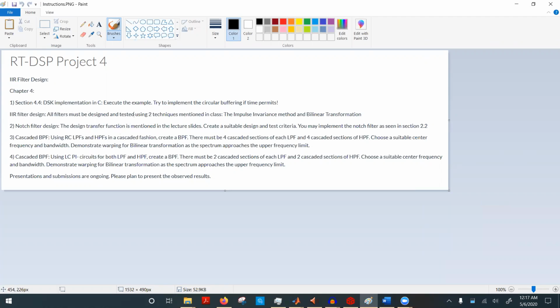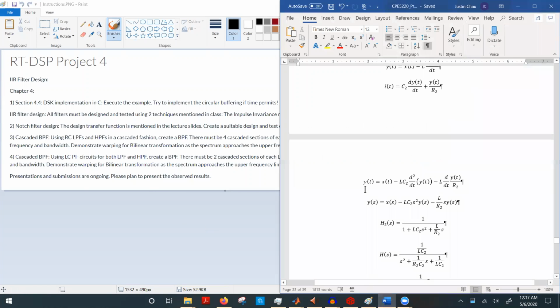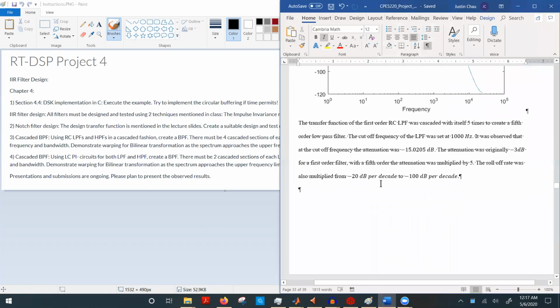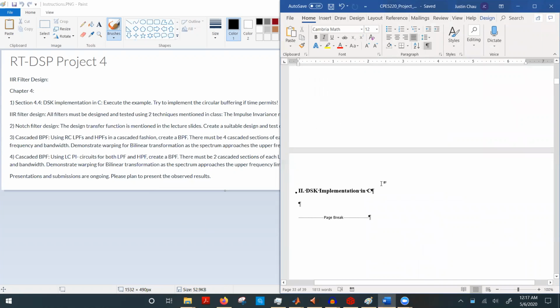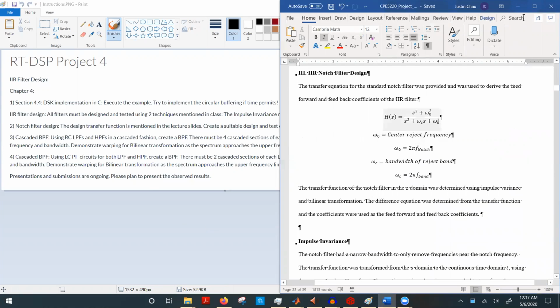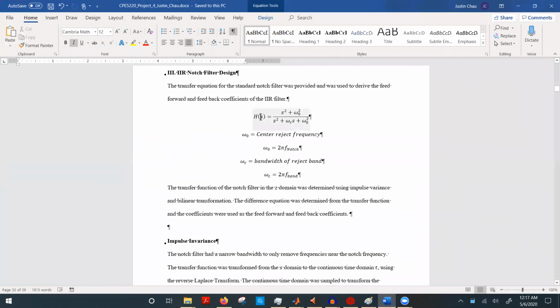a notch filter. Now we designed a notch filter using an FIR filter by simply shaping the frequency response to look like a notch filter without having to know the transfer function. Well, this time we're actually going to develop the transfer function for the notch filter and create an IIR filter from that transfer function. So this is the transfer function of the IIR notch filter that is observed in the lecture. It has a notch frequency, which is omega naught, which is 2 pi times the frequency of the notch frequency.